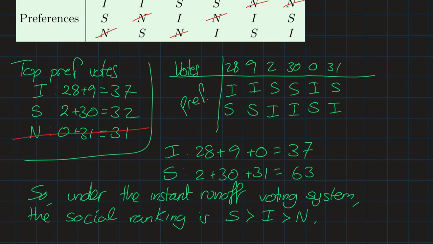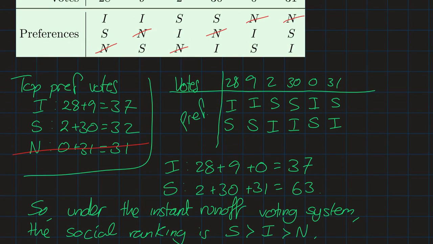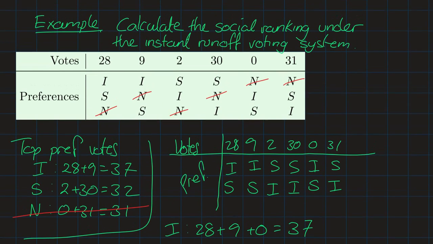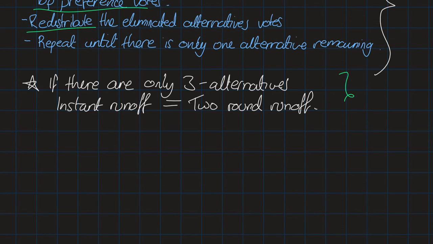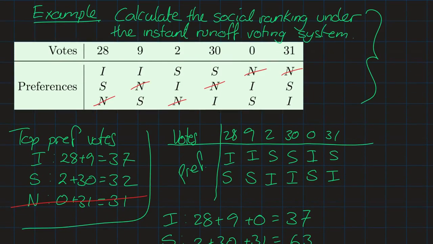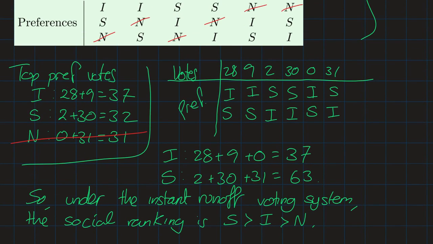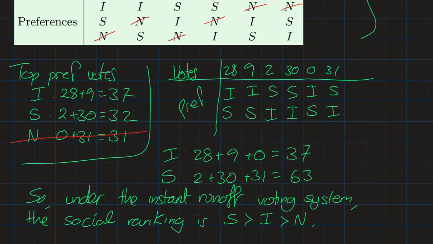We actually didn't even need to do all of this, because we did this voting profile in a previous video for the two-round runoff. And like we mentioned above, when there's only three alternatives, the two-round runoff is exactly the same as the instant runoff. So we knew that the answer was going to be the same as the two-round runoff. So that's this example.